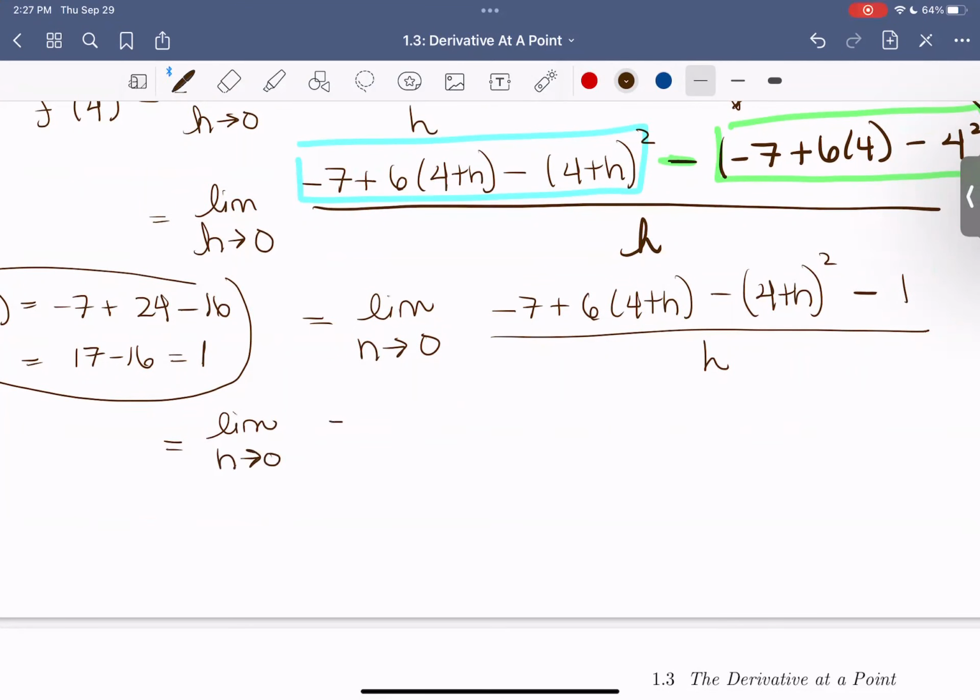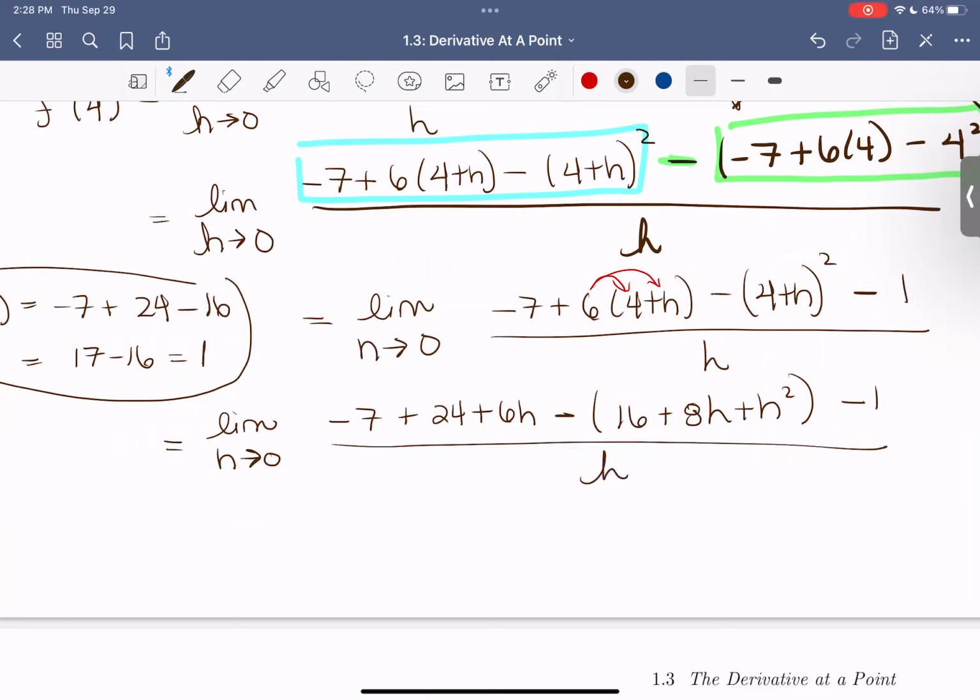So that numerator becomes -7 plus, so I'm going to bring that 6 into the 4 and the h, plus 24 plus 6h minus, and now I need to FOIL out this guy. So when I do that foiling, I get 4 times 4, which is 16, plus 4h, which is 8h, plus h squared, minus 1, all over h.